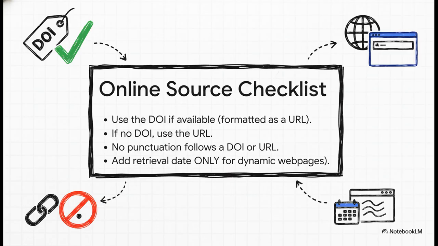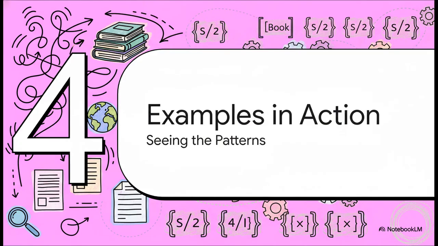The only time you need to add a retrieved from date is for sources that can actually change, like a live web page where you couldn't find a publication date, which you'd mark as ND. Theory is great, but let's see what this looks like in the real world. Seeing a few concrete examples of the most common source types can really help these rules click into place.